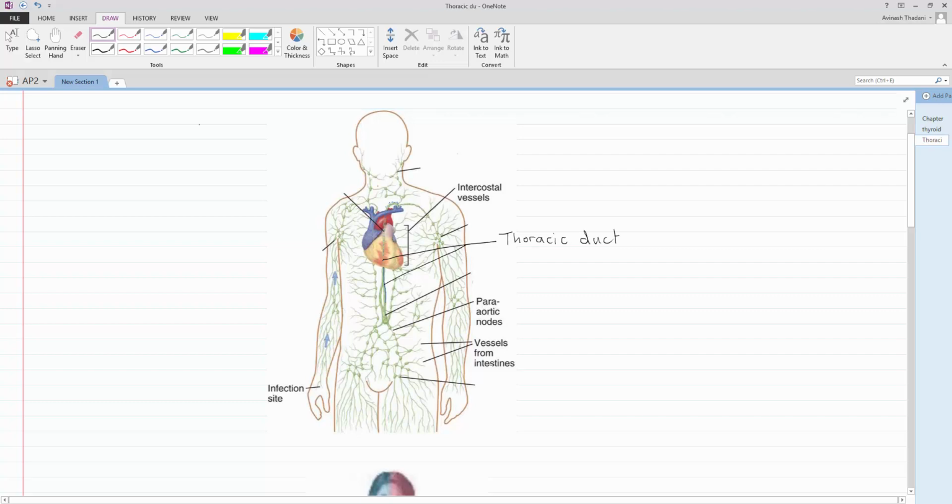The other one, and we'll draw it in blue over here, it's a bit hard to see, so we'll trace it out over here. It drains at the other brachiocephalic vein, and that is the right lymphatic duct.